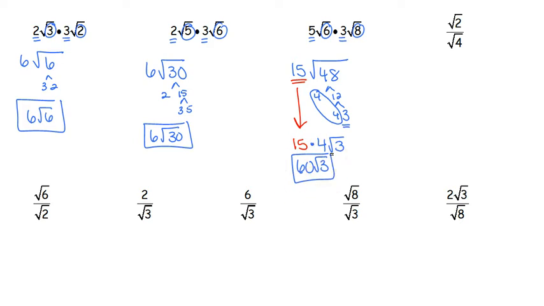Go on to the next one, root 2 over root 4. Well, I can't break down 2 any further. Square root of 4, perfect square. Not as hard as it looked.